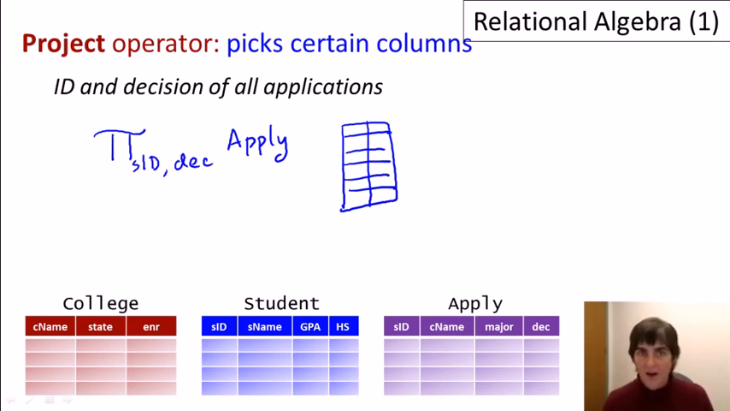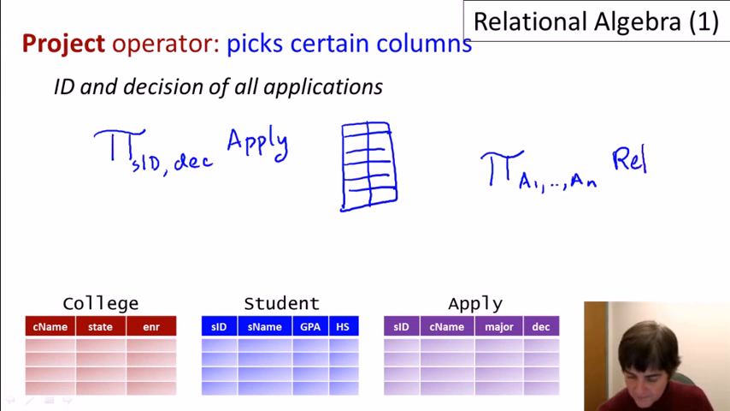So the general case of a project operator is the projection, and then a list of attributes, can be any number, and then a relation name.